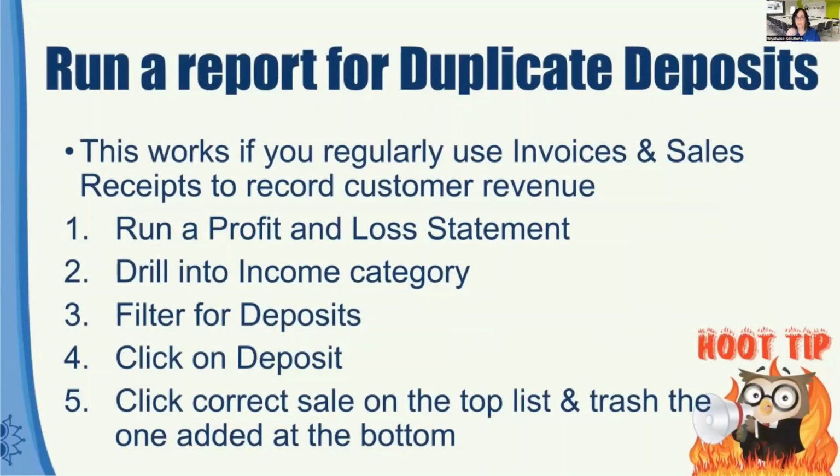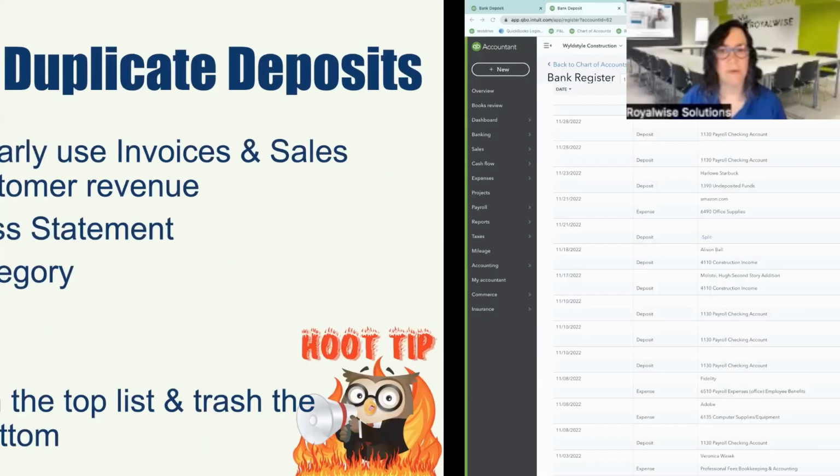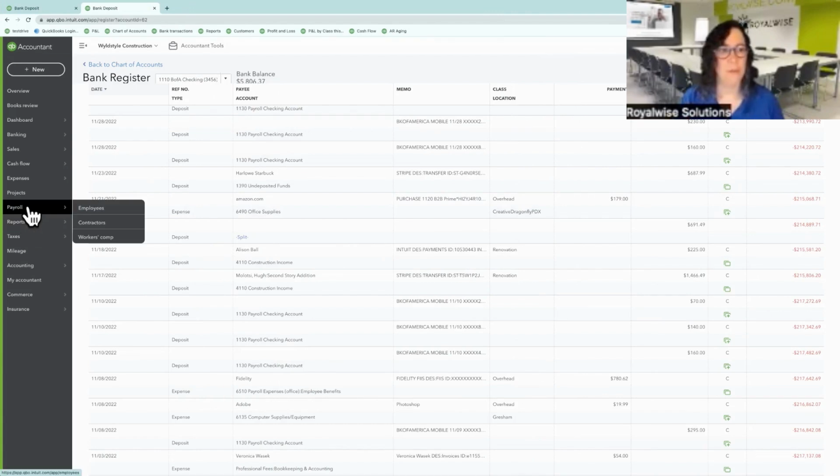Now, here is one of my secrets. Instead of looking inside the register, one of the things that I will do is run a profit and loss report and drill into an income category and then filter for the deposits. And that also tells me if there was duplicated revenue.